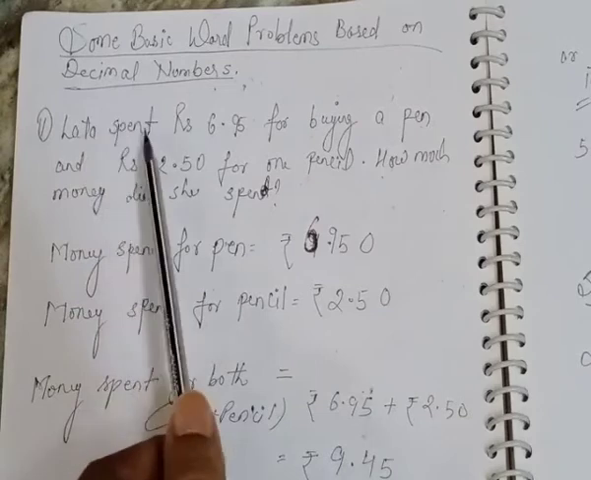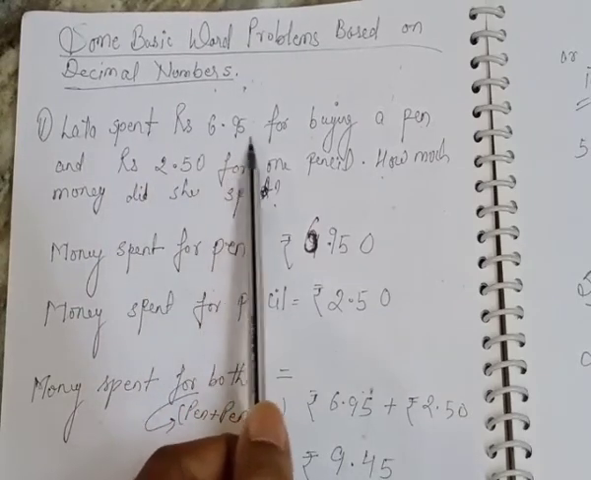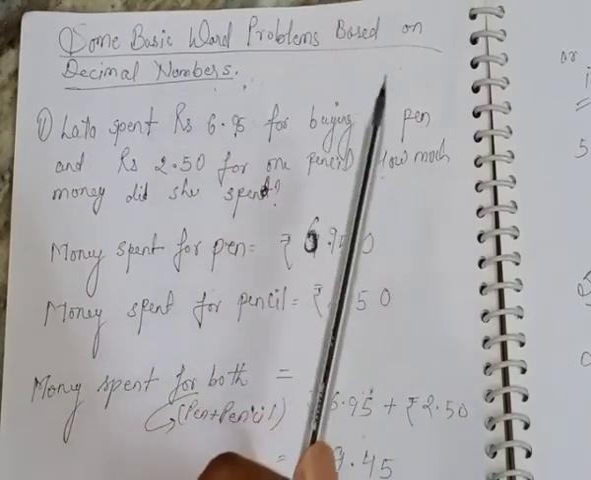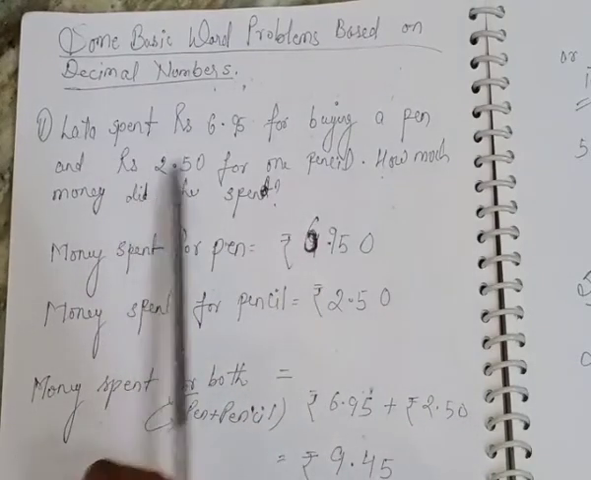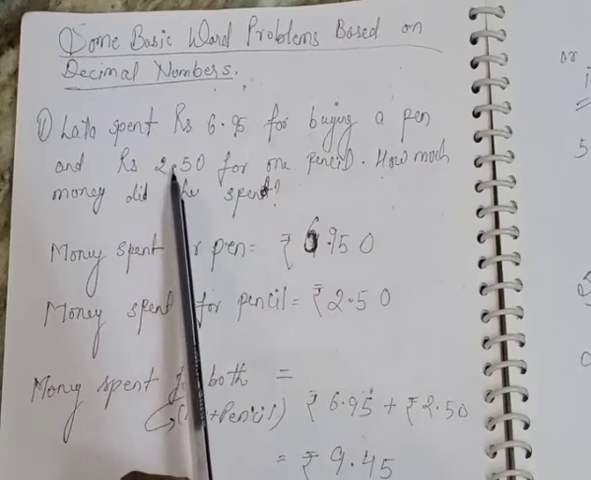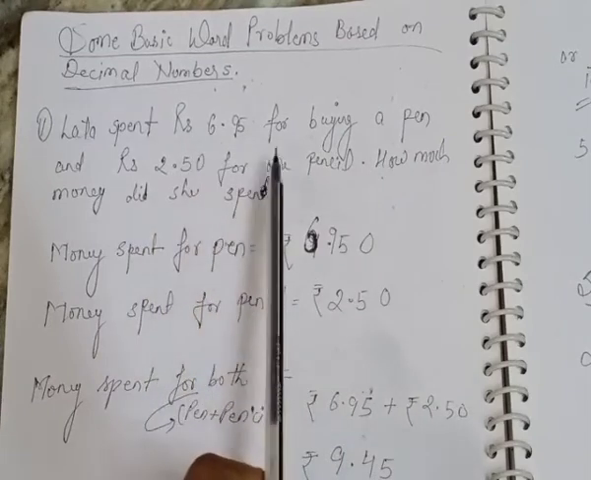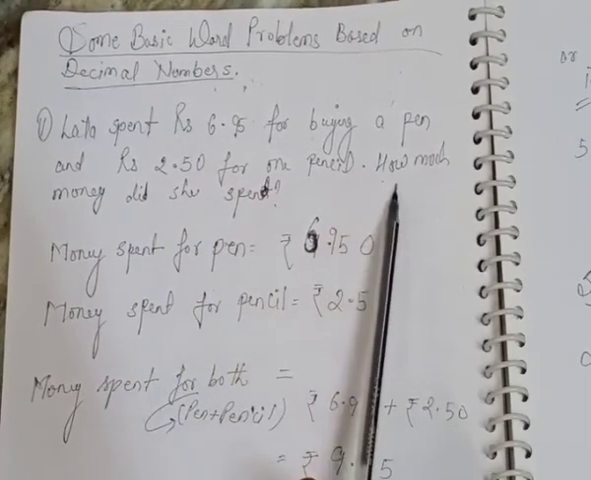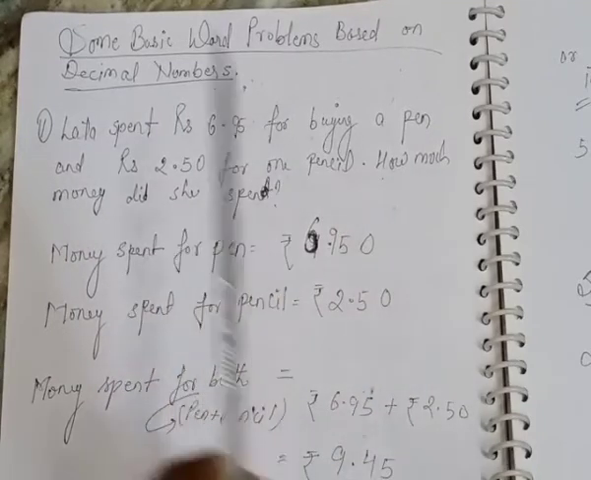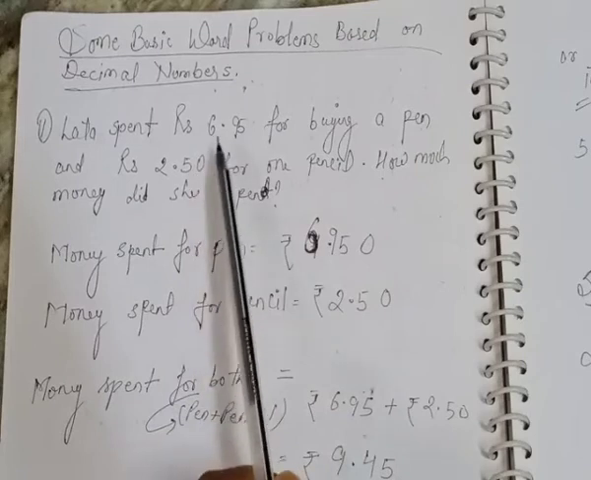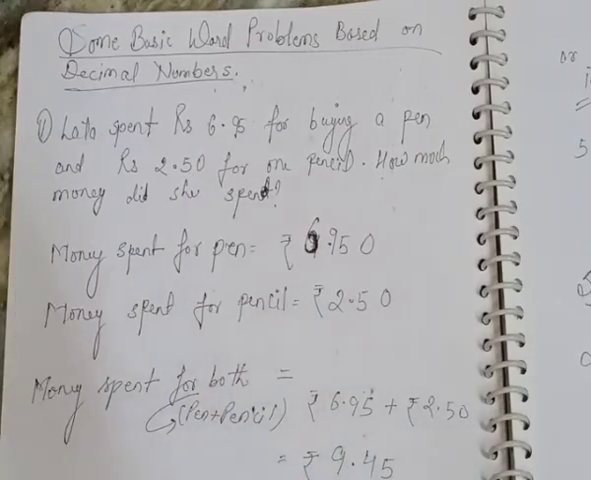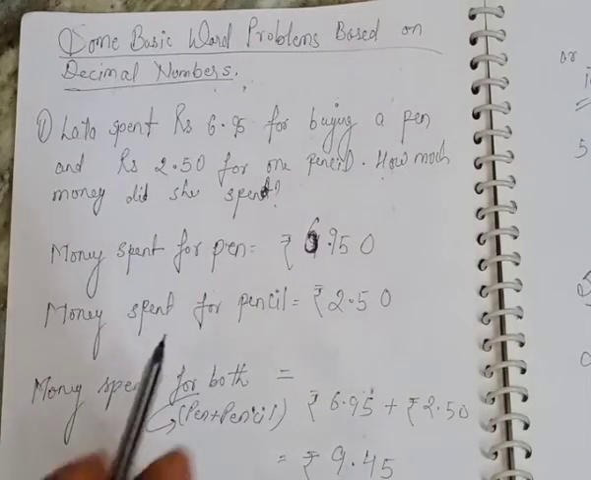Lata spent rupees 6.95 for buying a pen. She buys a pen for rupees 6.95 and rupees 2.50 for one pencil. How much money did she spend? So what we have to do is add these values. You already know the total money she spent is the total value of the different things she bought. So we have to add those values.